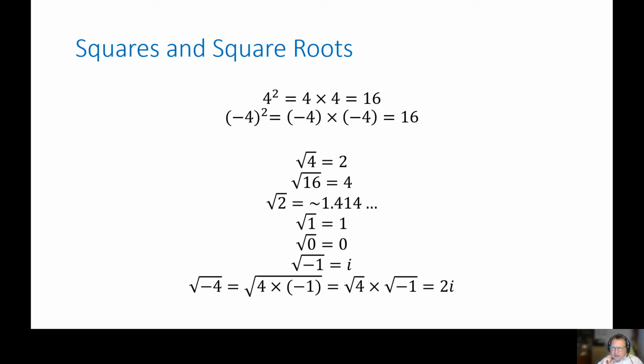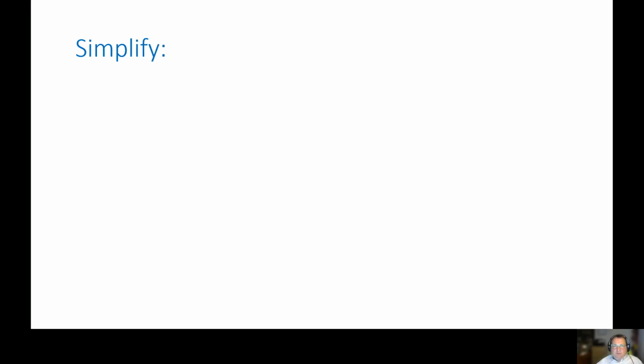Imaginary numbers are very interesting, but I have to say the application in games programming is, let's call it, limited. So let's go to other examples. The next thing is simplification.